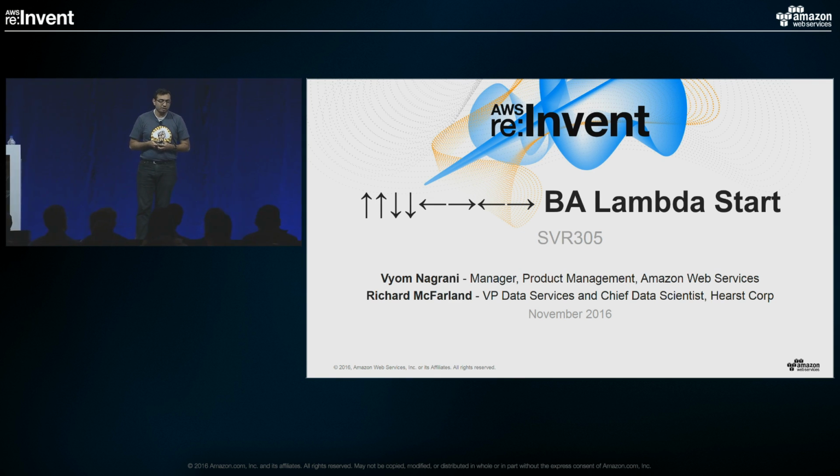Today we have with us here Rick, the VP for data services, and also the chief data scientist at Hearst, who's going to be sharing some of his experiences of how Hearst technology uses AWS Lambda in their ecosystem.